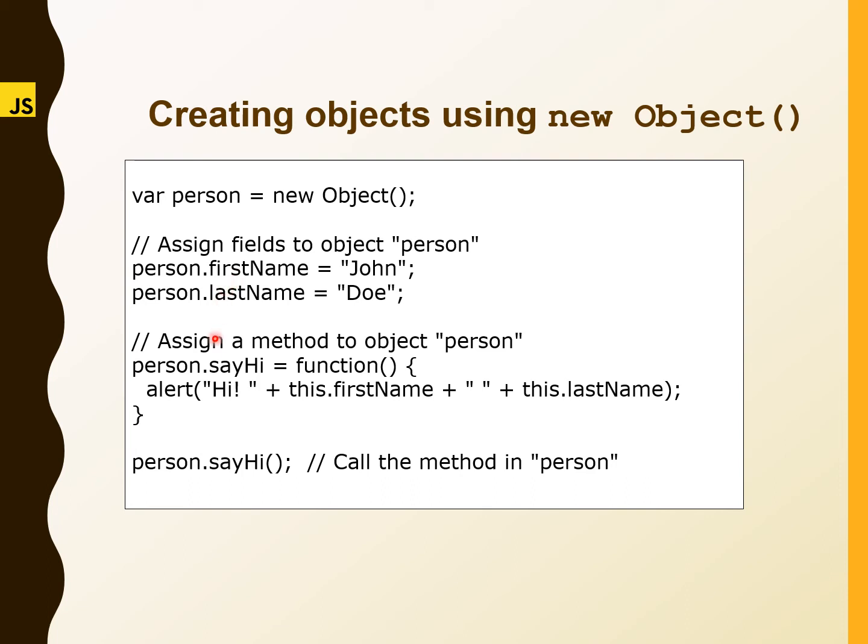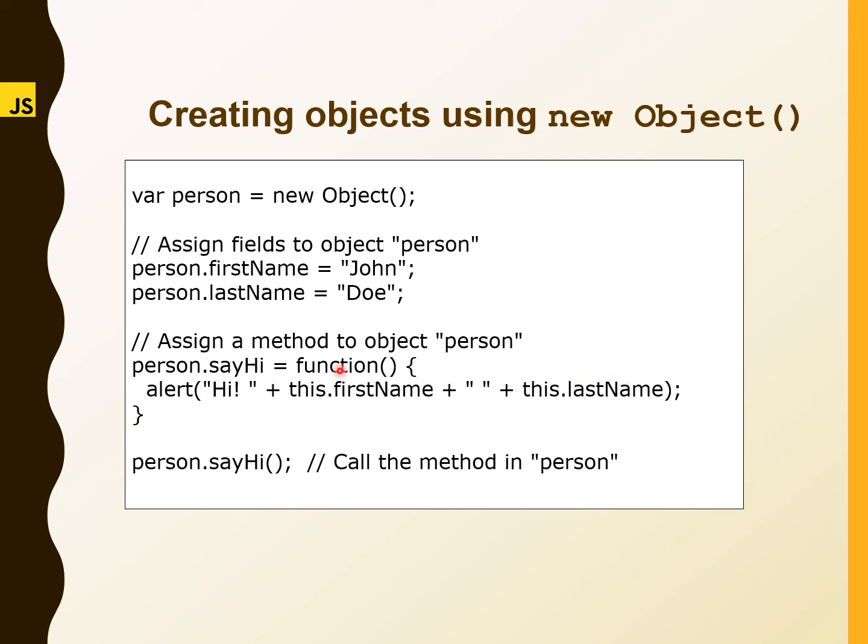Now if you want to assign a function to the person object, we can simply specify person.sayHi equal to function, with parentheses. Then inside the block we can specify the statements inside the function. Here a simple alert statement is there: alert Hi this.firstName space this.lastName. So it produces an alert box with Hi, the first name value, space, the last name value.